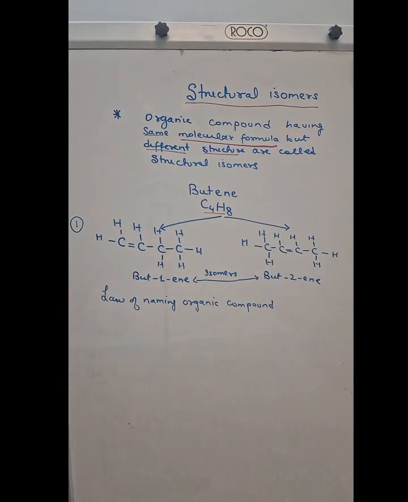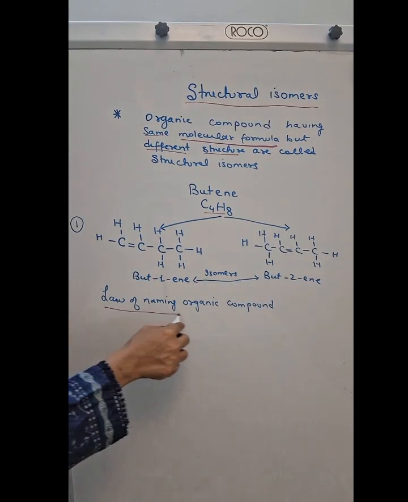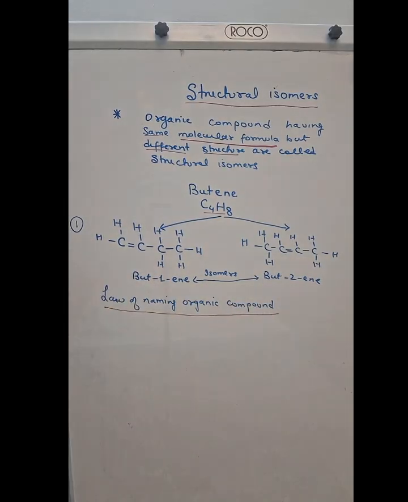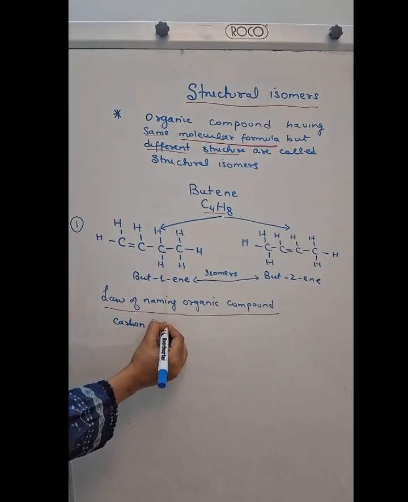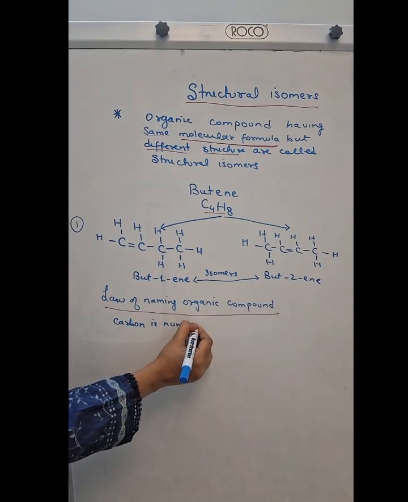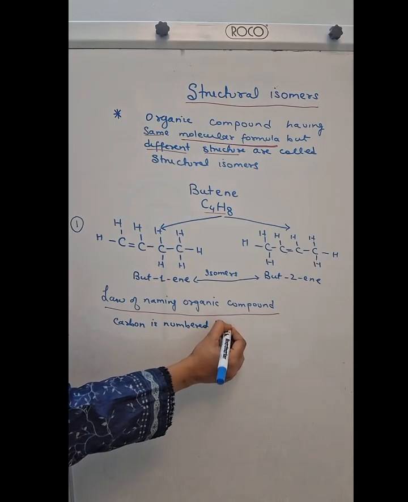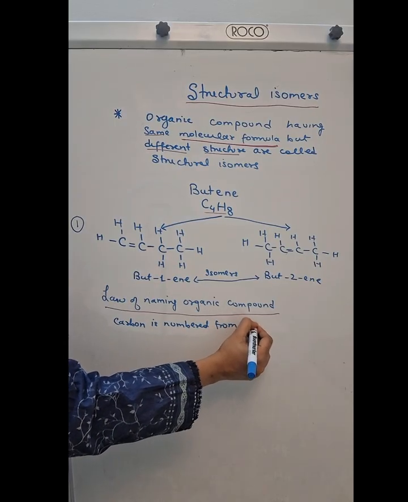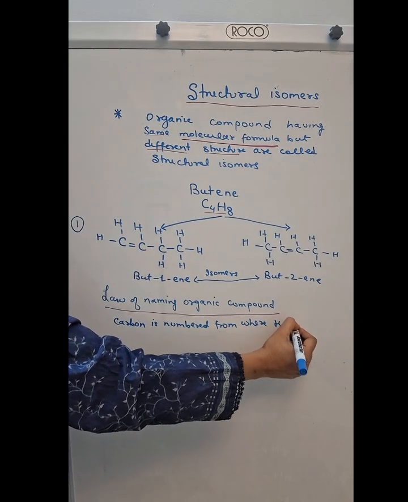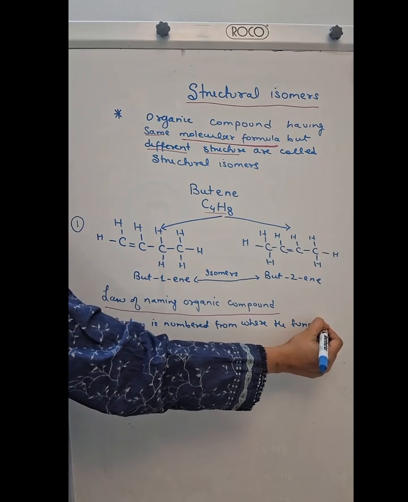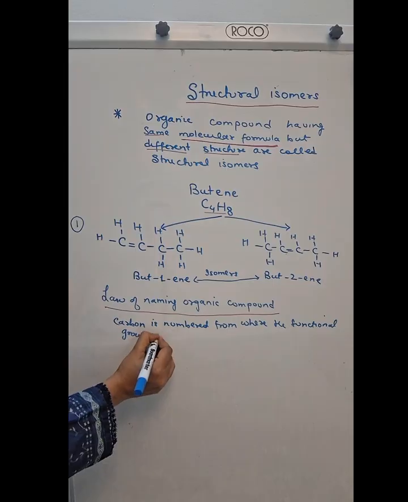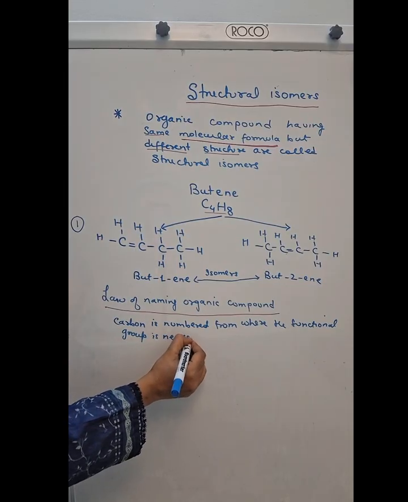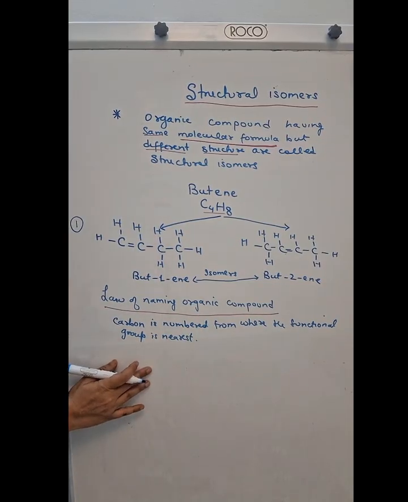According to this law, carbon is numbered from where the functional group is nearest. Okay, what does it mean?